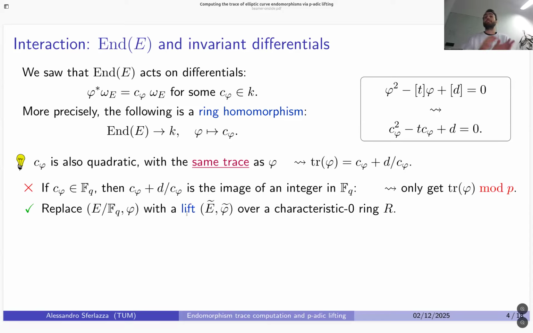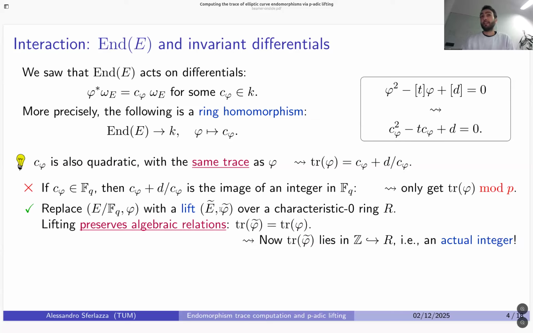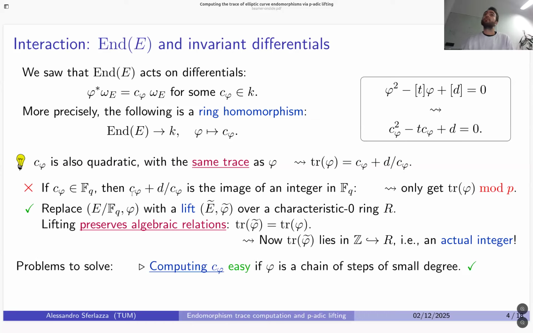So our strategy will be to lift the curve from a finite field to something of characteristic 0, so that now we get an endomorphism that lifts the one we had before, but lives in characteristic 0. So now the trace will be the same, but will be an actual integer, because in characteristic 0, the integers embed in our ring. So in order to compute a trace, we need these two ingredients: how to compute a scaling factor of a given endomorphism, and how to lift from a finite field to something that lies above.